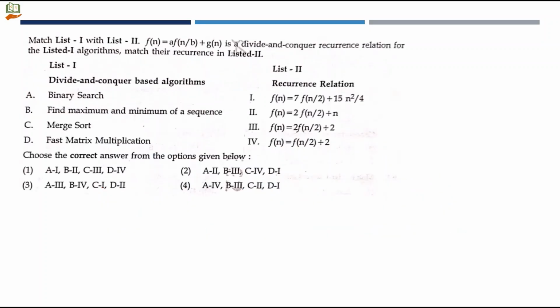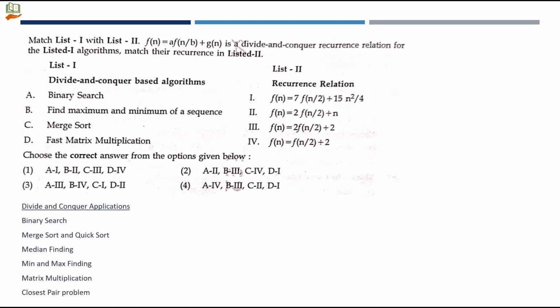Next question. Match list 1 with list 2. F of n is equal to a into f of n by b plus g of n. This is a divide and conquer recurrence relation for the algorithms in list 1. Match their recurrence in list 2. Before starting with these algorithms, we will just see what are all the algorithms that apply the divide and conquer strategy. DNC applications are listed as binary search, merge sort, quick sort, median finding, minimum and maximum finding, matrix multiplication and closest pair problem.